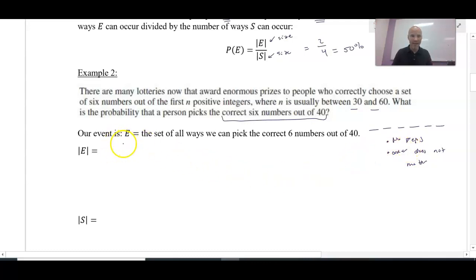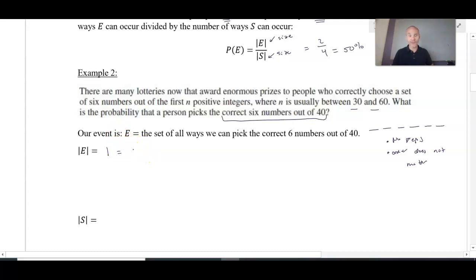So the number of ways you could correctly guess the exact 6 numbers is going to be 1. There's only 1 way you could get the right 6 numbers, meaning it doesn't matter what order you pick them in, but if the winning numbers are 1 through 6, then 1 through 6 is the only way you could win that game.